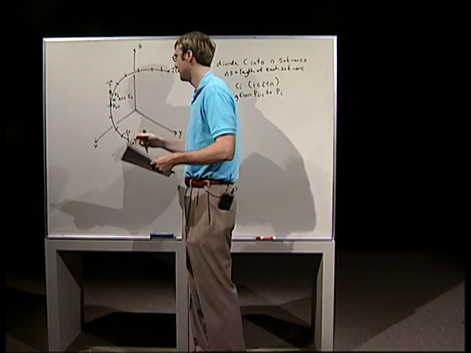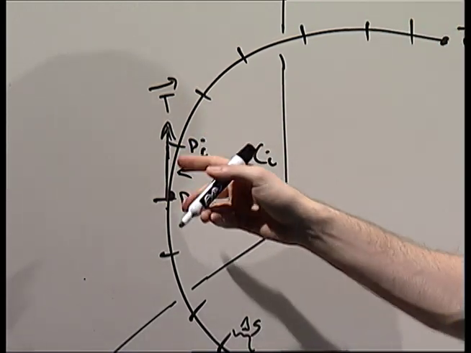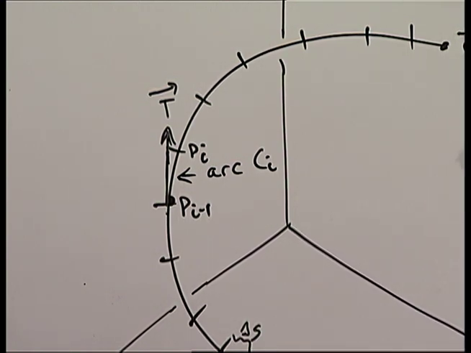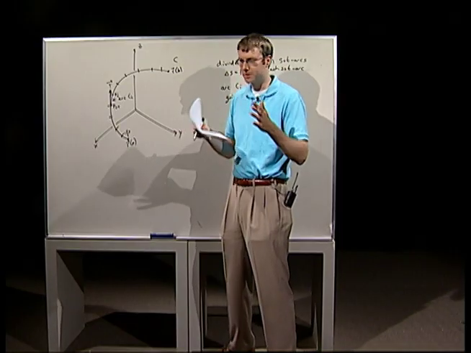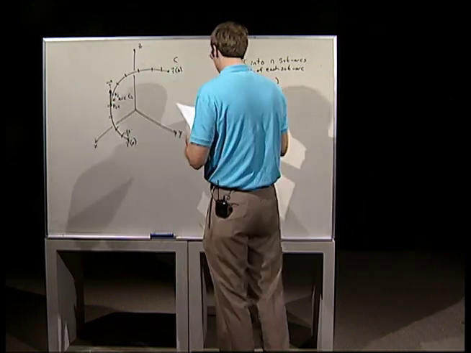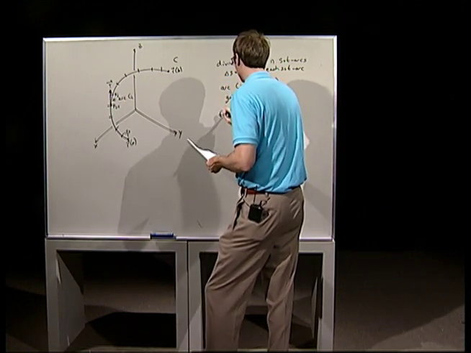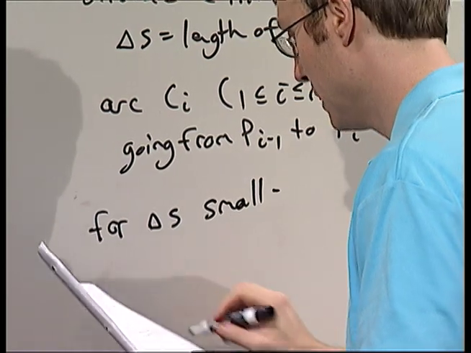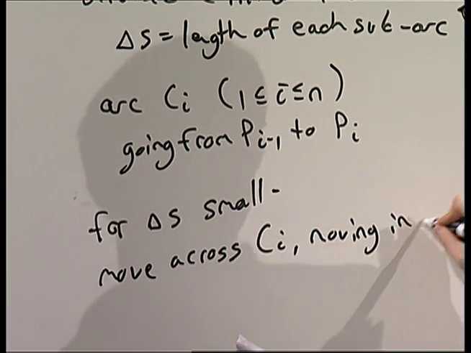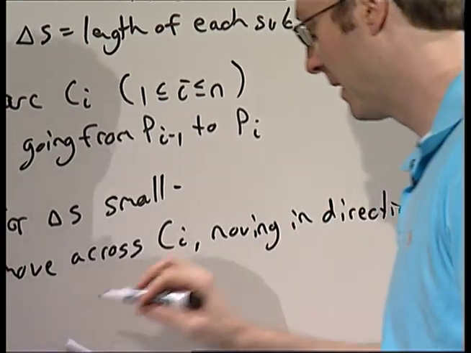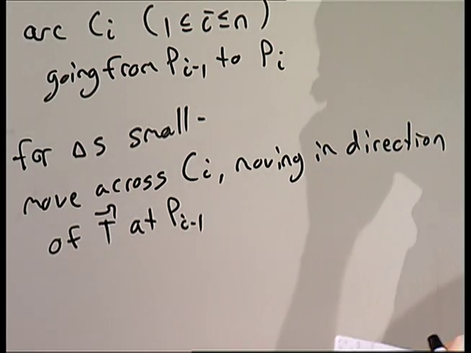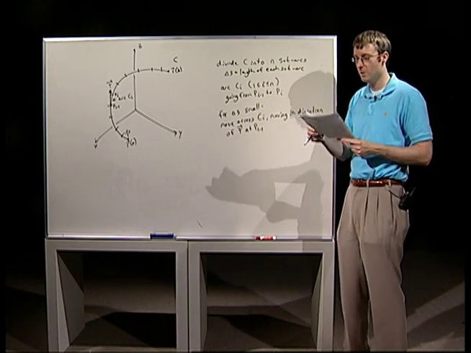If that's short enough, then as you walk across that arc, you're more or less moving in the direction of T. It's the same idea as linear approximation. As you move away from a point on a curve, the tangent line and the curve are similar. Here, as you move across this arc, you're basically moving in the direction of T as long as the arc is short. So for delta S small, as you move across the arc C sub i, you are moving in the direction of T at P sub i minus 1. So at every initial point, you have a T vector, and more or less, you're going that direction as you travel across the entire arc.